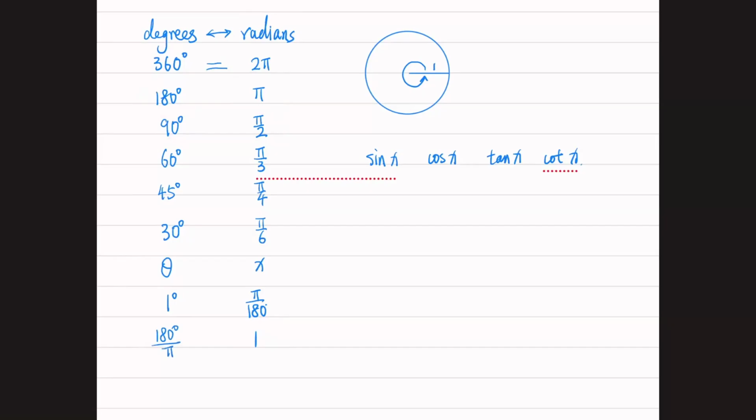So in this way, we can go back and forth. For any degrees, we can find the radian. For any radian, we can find the degree.